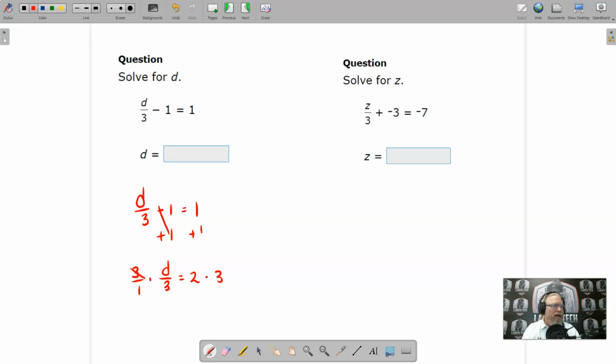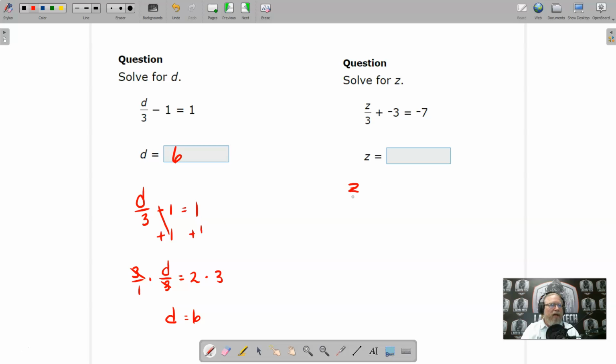All right, so the 3's will cancel each other, right? We'd end up with just d. So notice that whenever we multiply by the denominator, we get whatever the numerator was. And 2 times 3 is 6, and looky there, we're at our solution of d equals 6.